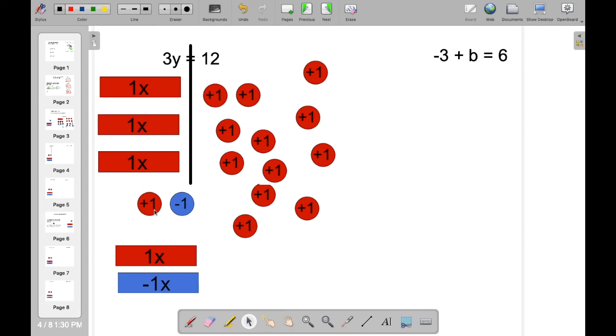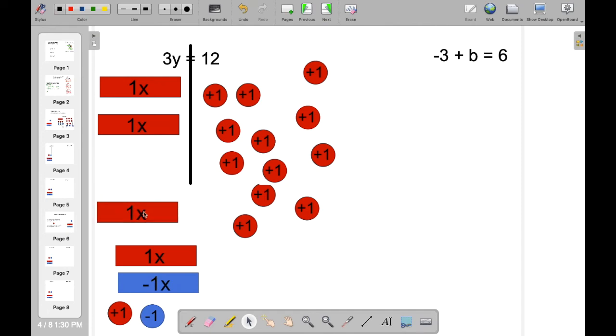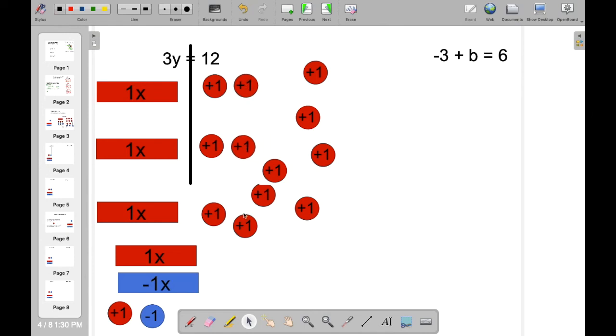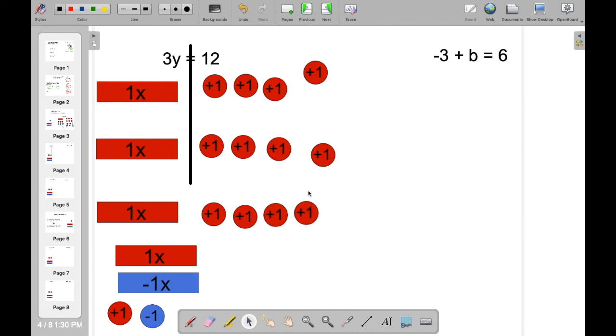So the best way to solve this problem, I believe, is to think about each x as a separate category, splitting them up evenly like this. I have 3 separate x's. And then I'm going to put my values split evenly between them. And since these are all positive, I can organize them however I want. But at the end of the process, I see that each individual x, or in our case y, is equal to positive 4.